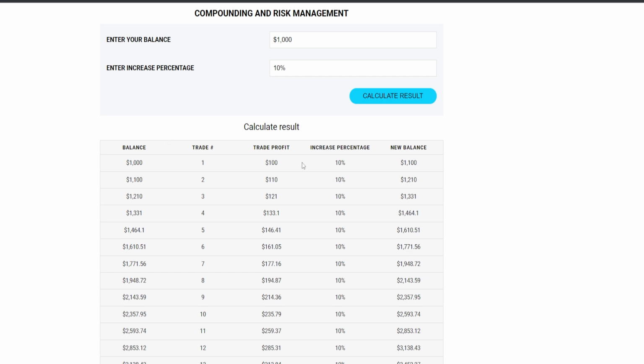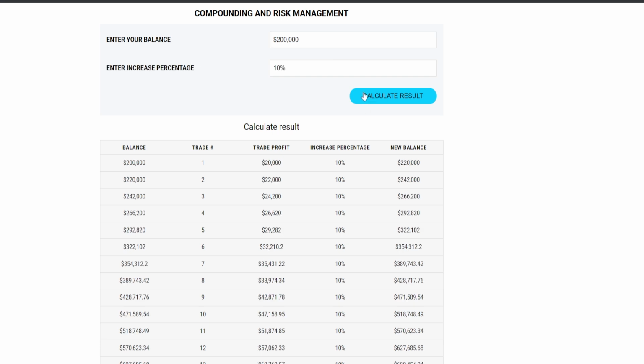We have a $1,000 account. We're looking at $100 off for 10%. Even if you have a funded account, you can do 200K, 10%. You're looking at 20K per day. So yes, this calculator is here to help you, and that's pretty much what I wanted to break down. So now let's get into the bread and butter.